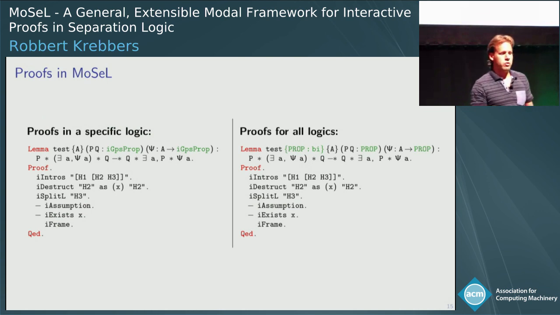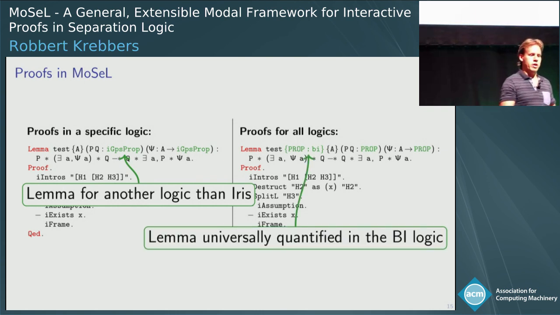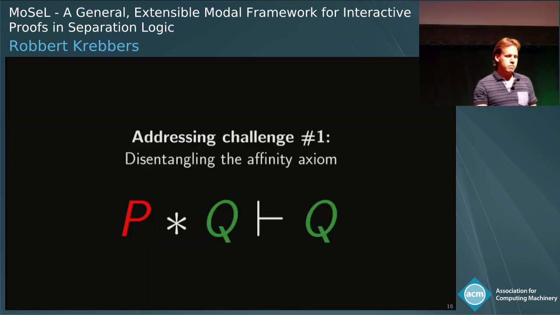What we can do now is state our lemmas in terms of any logic that is a BI. I talked about this IGPS logic, that's a BI. So here, on the left, we have a lemma that holds in the IGPS logic. Also, we can prove lemmas for any BI out there. In the lemma on the right-hand side, we are basically quantifying over any BI logic. And as you see here, the tactic scripts are all exactly the same, and they all behave as you would expect.